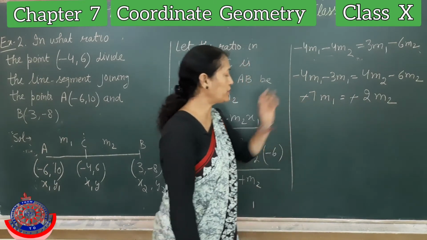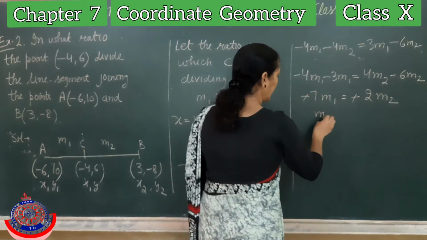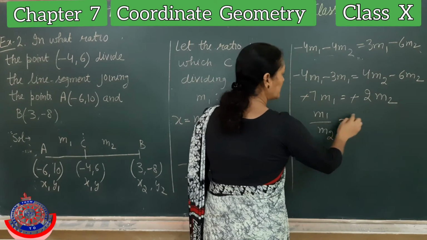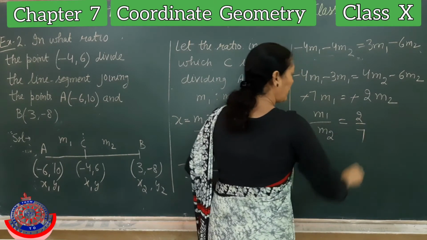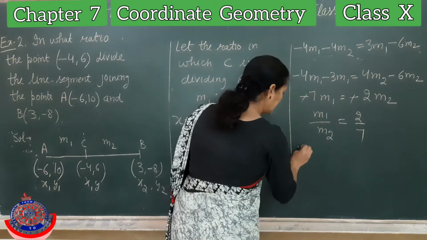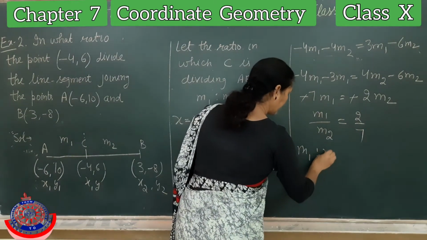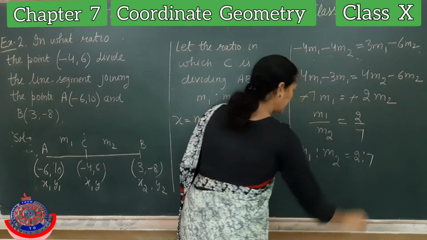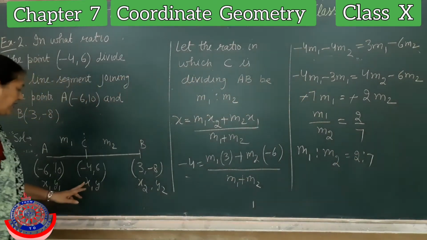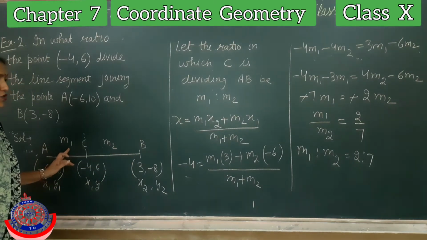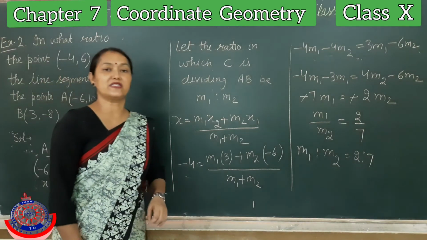m1, if we shift m2 to this side, so we will be having m1 upon m2 is equal to 2 upon 7. So we can write that m1 ratio m2 is 2:7. That means this point C is dividing the line segment AB in the ratio 2:7.